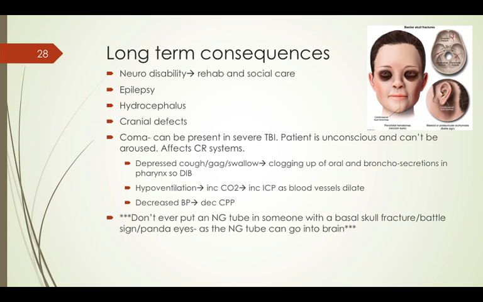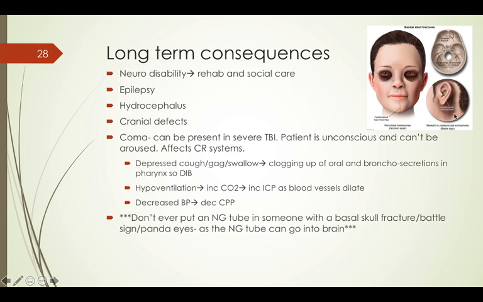And then this last point here, just so I could cover that, is to do with basal skull fractures and NG tubes. The reason why I bring this up is because it's very important, because there are quite a few contraindications to putting an NG tube in someone. So they may include someone having a recent nosebleed, esophageal varices, but a very important one is someone with a basal skull fracture.